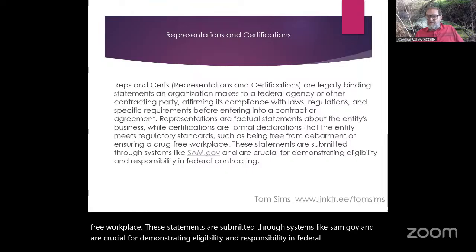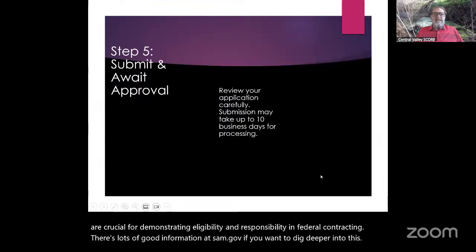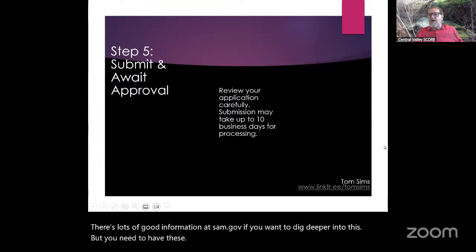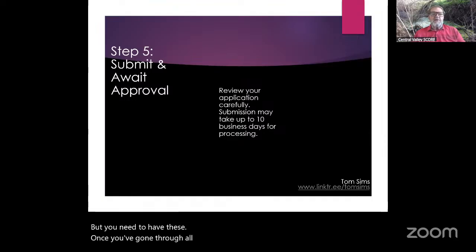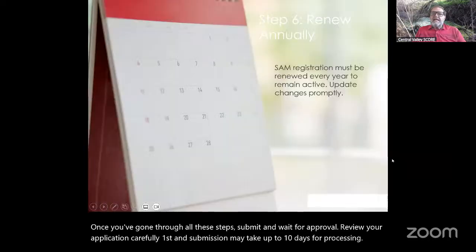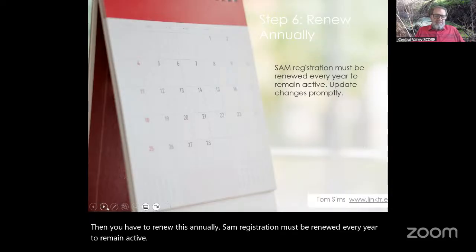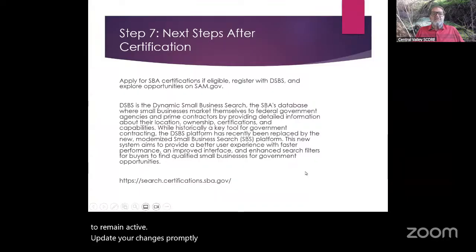There's lots of good information at SAM.Gov if you want to dig deeper into this, but you need to have these. Once you've gone through all these steps, submit and wait for approval. Review your application carefully first, and submission may take up to 10 days for processing. Then you have to renew this annually. SAM registration must be renewed every year to remain active. Update your changes promptly and you'll remain in good standing.